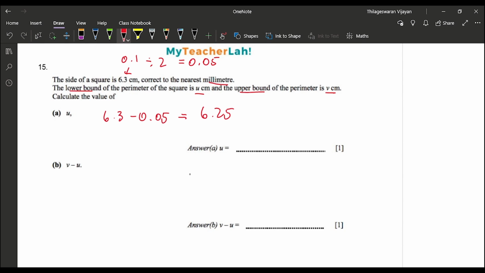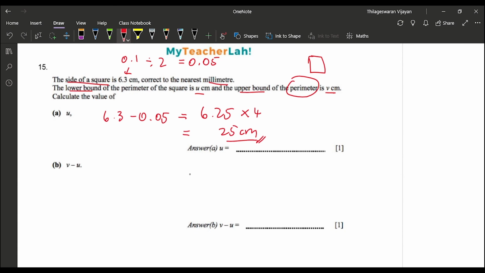Okay, now we just take this and multiply by 4. Now, why are we doing the multiplication of 4? Remember that they mentioned that this is the side of the square. So they want the perimeter. So a square should have how many sides? 4. So 4 sides. So final answer should give you 25 centimeter for the lower bound.